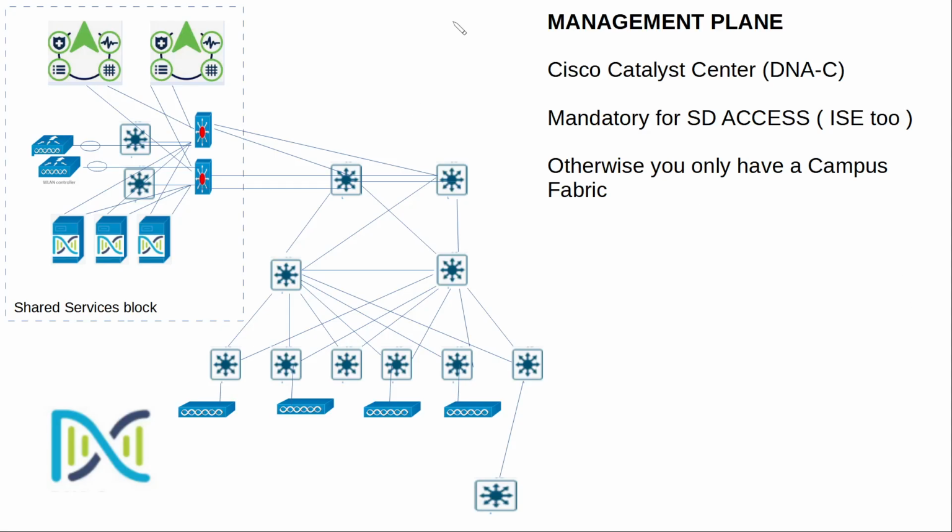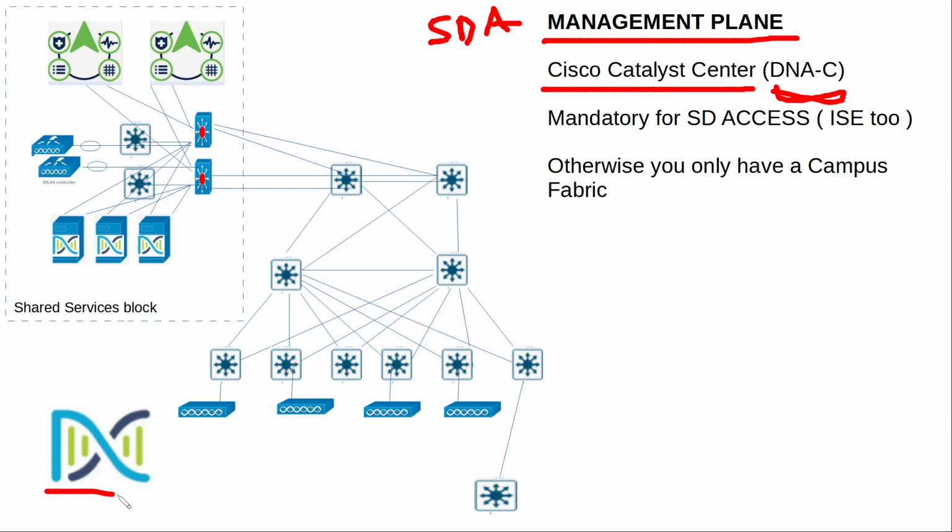Let's talk now about the SD-Access management plane. The functions that belong to the management plane are performed by this particular device that is known as the Cisco Catalyst Center. It was formerly known as DNA Center. Most of the SD-Access documentation talks about DNA Center, but it changed its name into Catalyst Center in 2023. This is actually the icon for DNA Center and Catalyst Center.